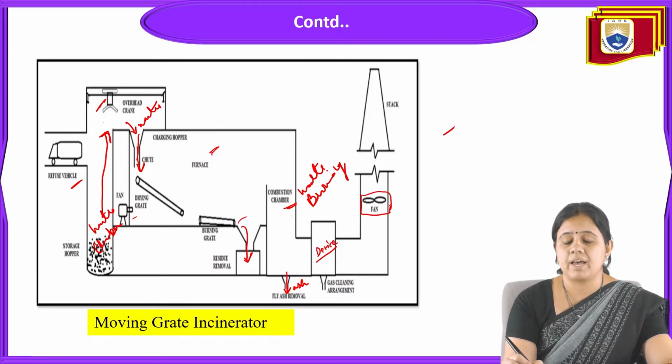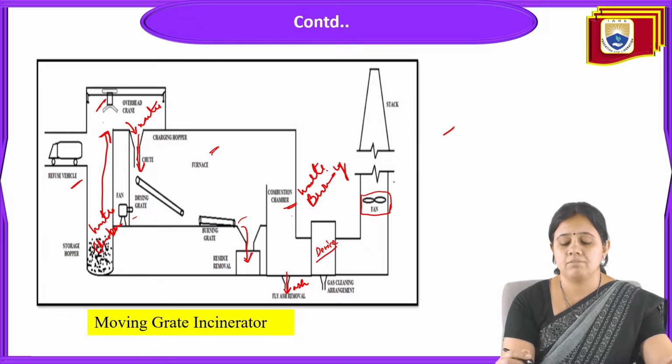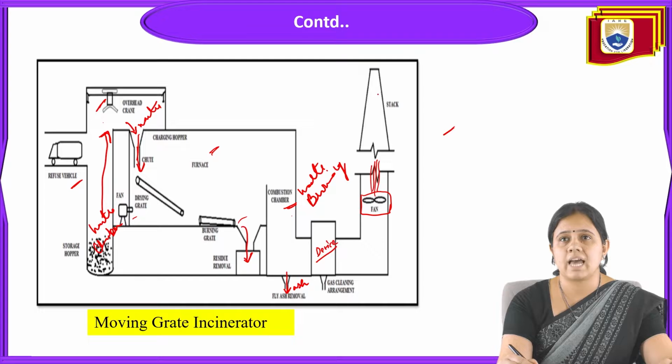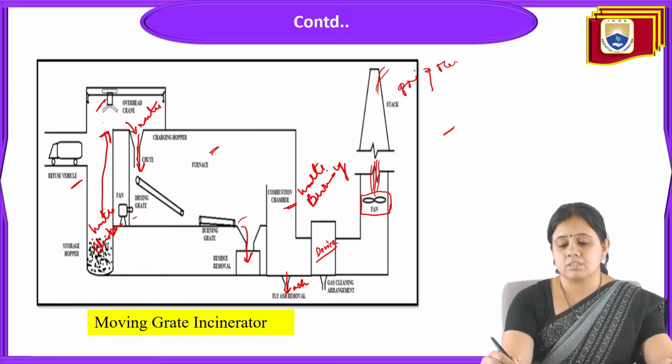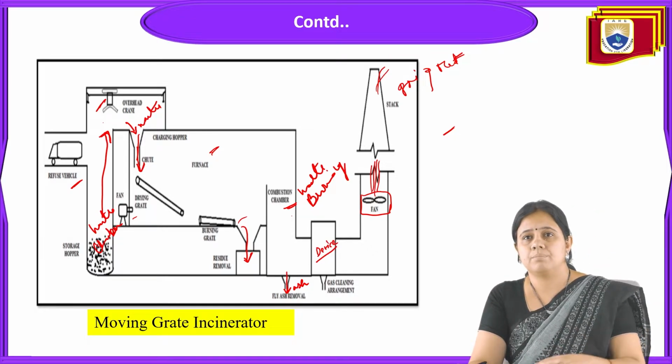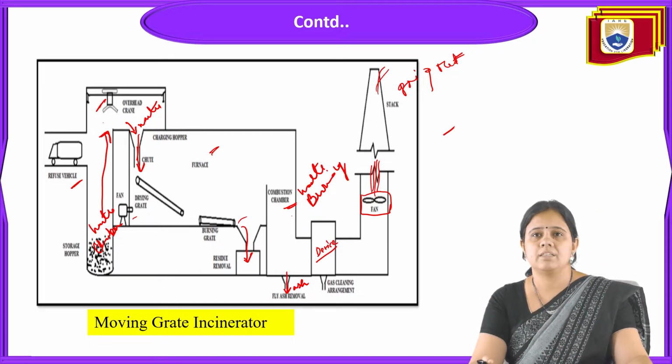And next is that a fan has been there. This fan works on the principle that it will remove the contaminants from here, and through the stack the waste gas will be going out. This is what happens. So this is the picturization of the moving grate incinerator.